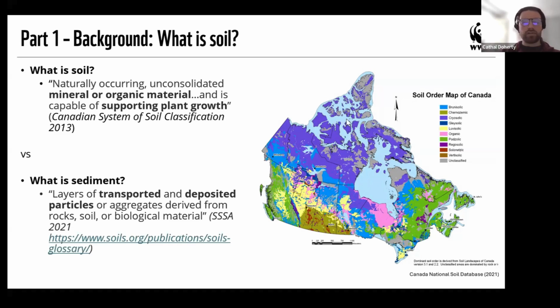And secondly, I also wanted to introduce another common word used to describe soils and different surface sediments, which is sediment. And if you look up the definition of what sediment is, you're going to find often unrelated, even conflicting answers.